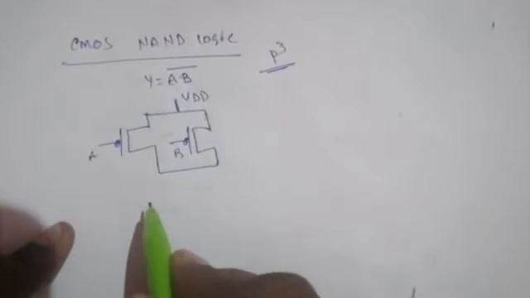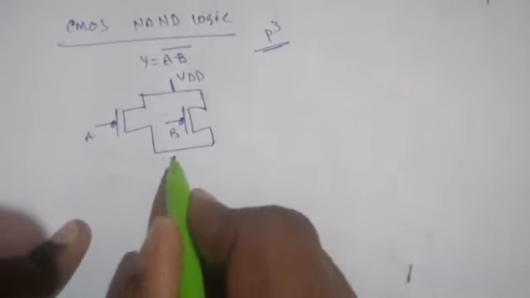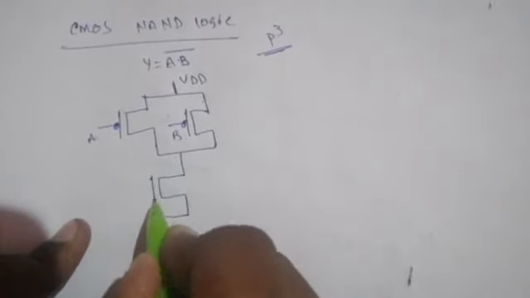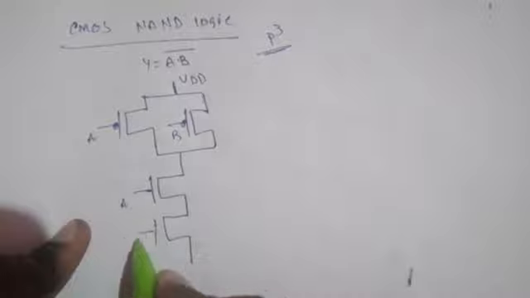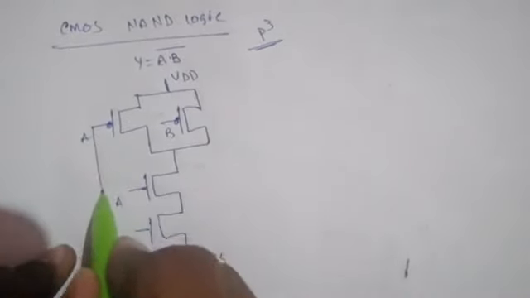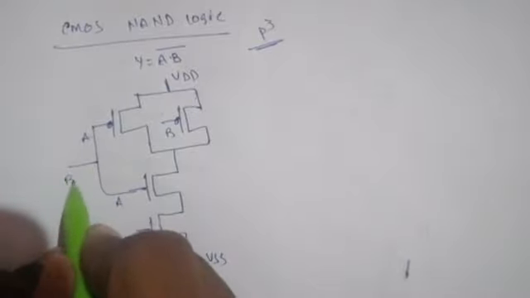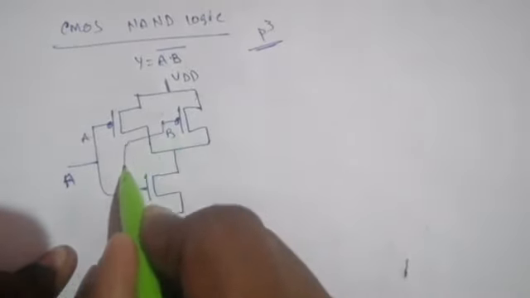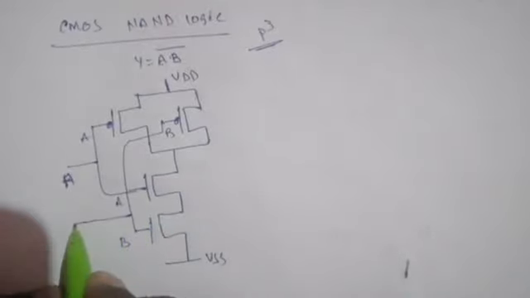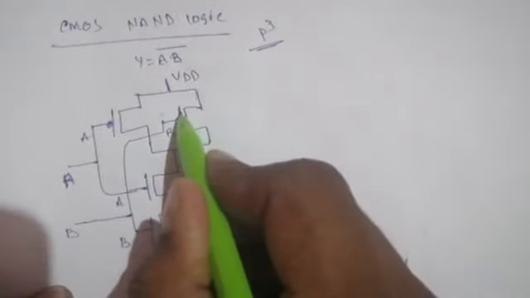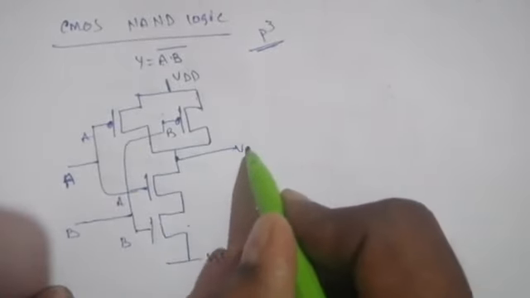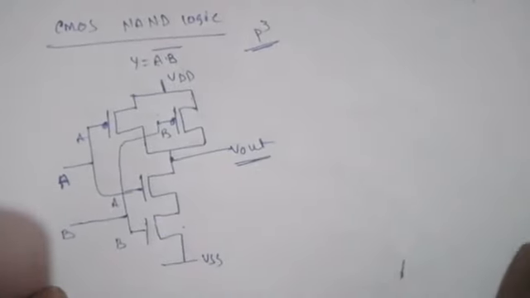In the below NMOS, the product terms should be in series. So you have to connect in series. This is A, this is B, VSS. So these two A's are short circuited, you can apply a single A here, and these two B's are short circuited, you can apply a single B here. In between the PMOS and NMOS, you can take the corresponding output voltage.